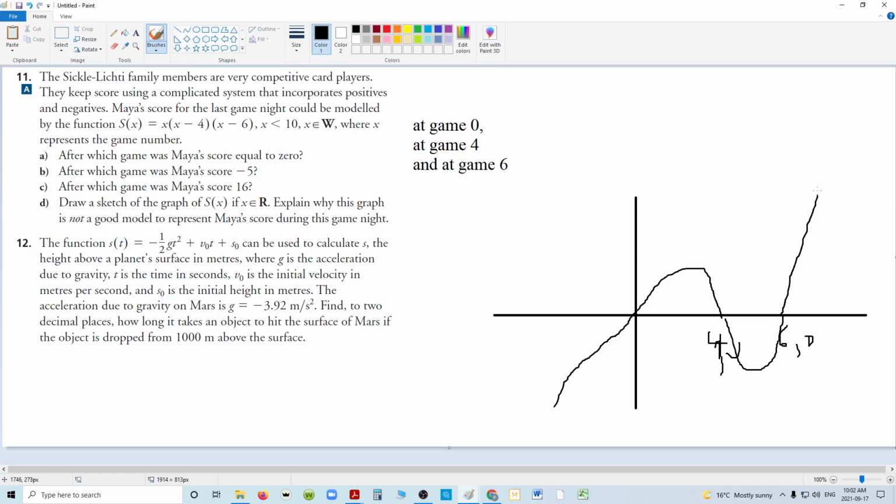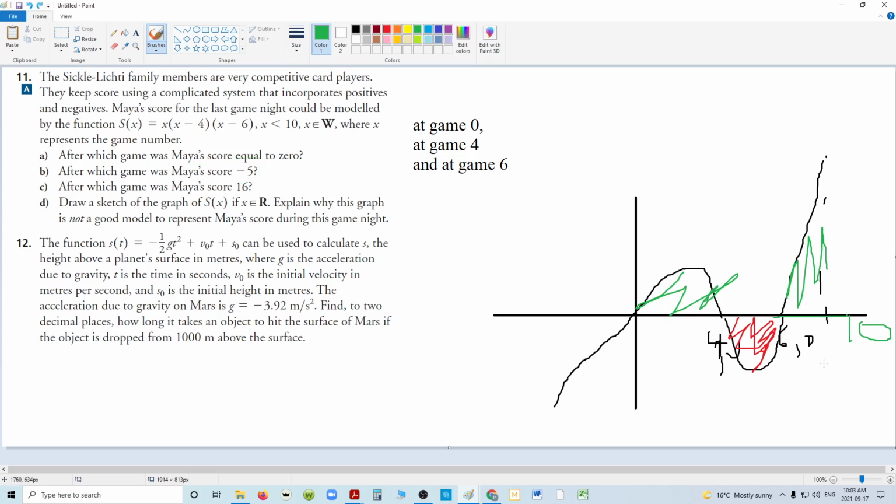And then it's going onwards, and at this point here, at game 10, we stop using it. Now I want you to notice that Maya's games are negative here. So she's losing there. And she's winning here between 6 and 10. So she's winning. After which game was Maya's score -5?